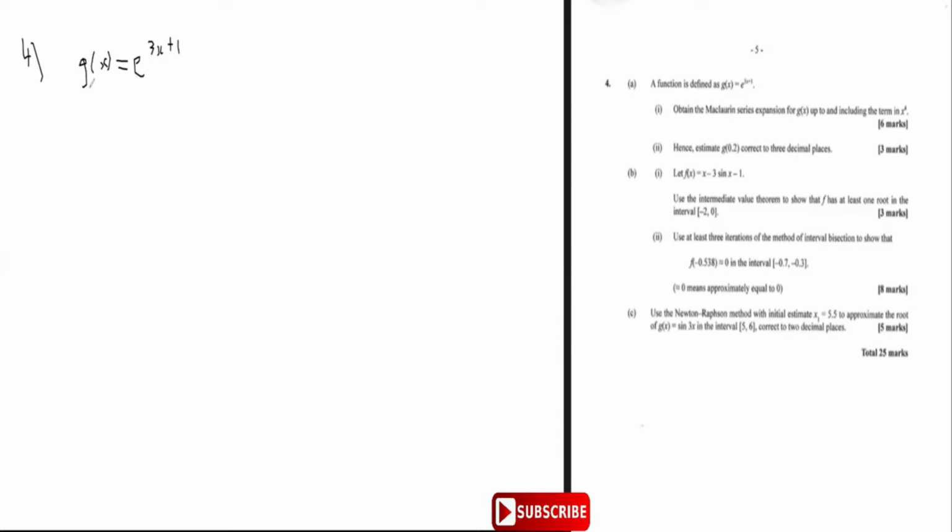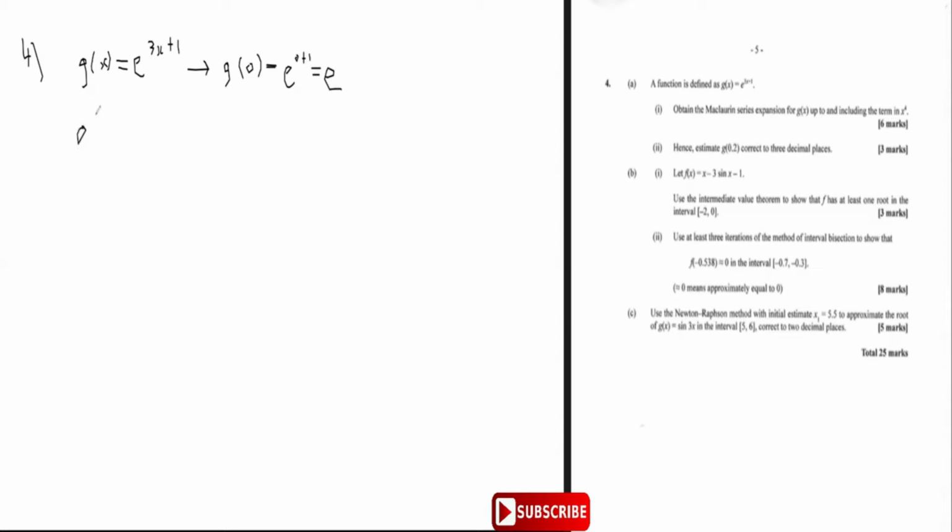To obtain a Maclaurin series expansion, the first thing we're going to need is to differentiate this. So first, find g of 0. g of 0 is going to be equal to e to the 0 plus 1, which is e to the 1, which is just e. That's g of 0, just e.